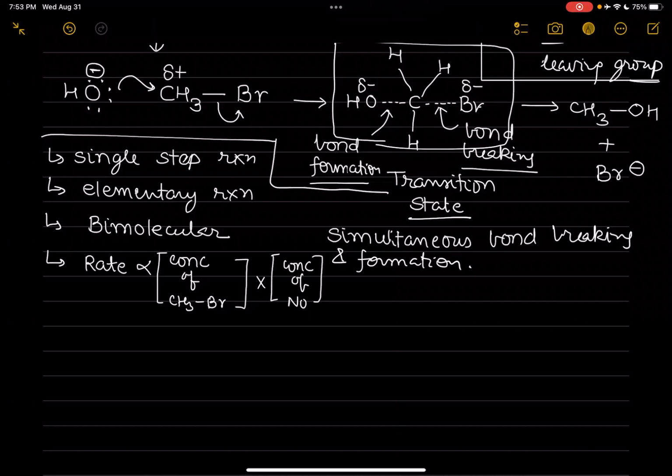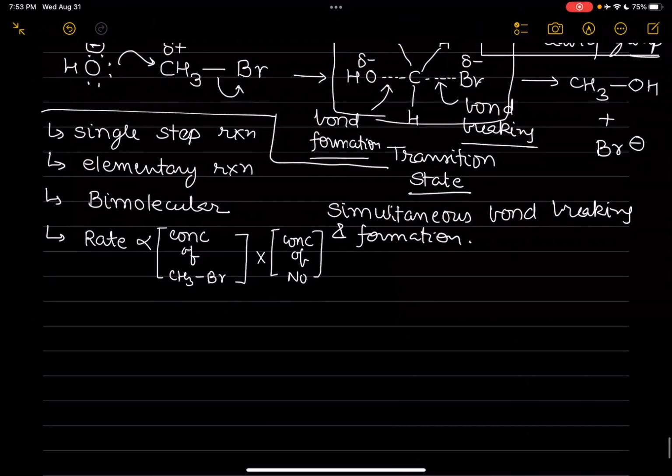So the rate is directly proportional to the concentration, because if you are taking more molecules, more concentrated, the probability of collision is going to increase. The molecules are randomly moving, and if you take more moles of molecules per liter, they are going to collide more often.